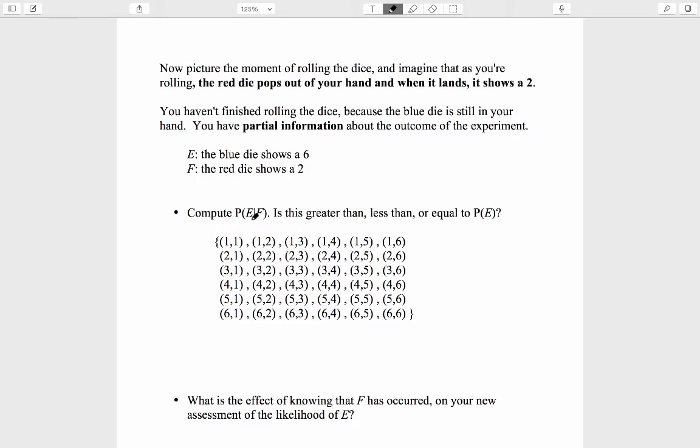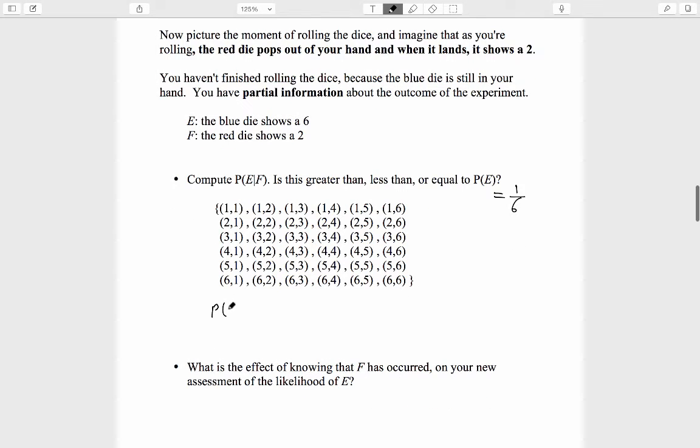Now let's do the comparison. How does our new assessment of the probability of E, in light of the fact that F is known to occur, compare to what the probability of E is, in and of itself, without any information about F occurring? We've already found that the probability of E equals 1/6. So now let's find the probability of E given F. That equals the probability of E intersect F divided by the probability of F. We always divide by the probability of the second event, the one that we are conditioning on, the event that we are zooming in on.